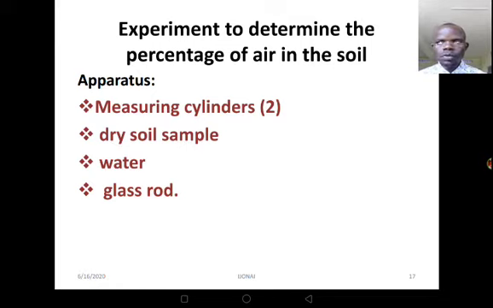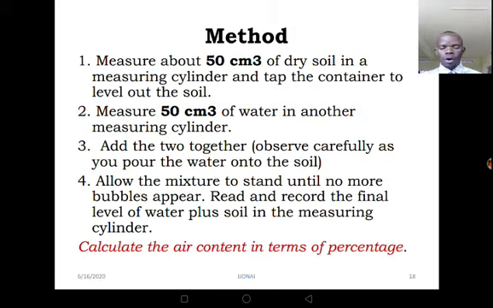So in this experiment we have the requirements. We shall need 2 measuring cylinders, and we are also going to need a dry soil sample, water, and a glass rod. Now, the measuring cylinders are going to be used for taking the measurements of the soil samples and water. Then the glass rod is going to be used for stirring.